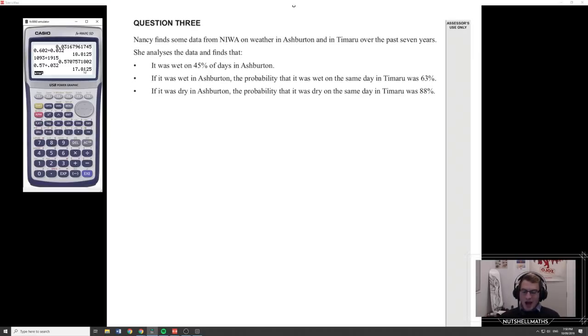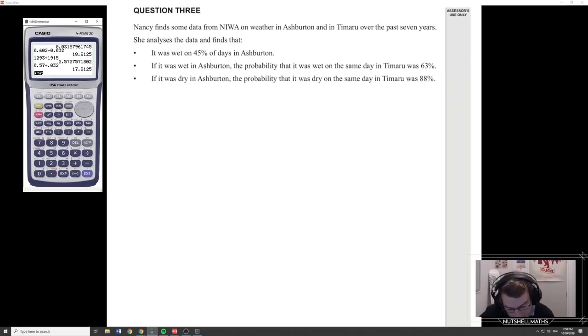Right, this is the hard question. Let's do it. We're almost under an hour. This should be quite short. It's not too hard. Okay, need to find some data. They love the weather, right? In this one, I need to find some data over the past 7 years. She analyzed the data and finds that it was wet on 45% of days in Ashburton. If it was wet in Ashburton, the probability it was wet the same day in Timaru was this. If it was dry in Ashburton, the probability it was dry on the same day in Timaru was this.